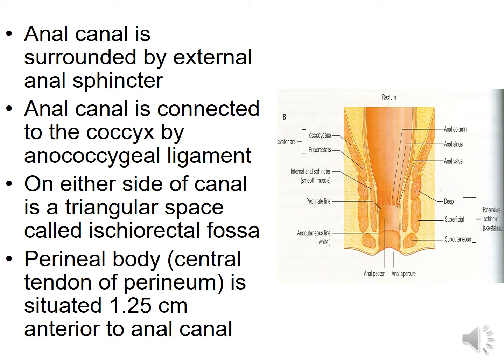So, anal canal is surrounded by external anal sphincter as we can see over here, and it is connected to the coccyx by anococcygeal ligament. Now, where this ischioanal fossa, which is the topic of today's interest, is located: it is located on either side of the anal canal. It is a wedge-shaped space or triangular space, and a perineal body is situated 1.25 centimeter anterior to anal canal, as we have already seen.